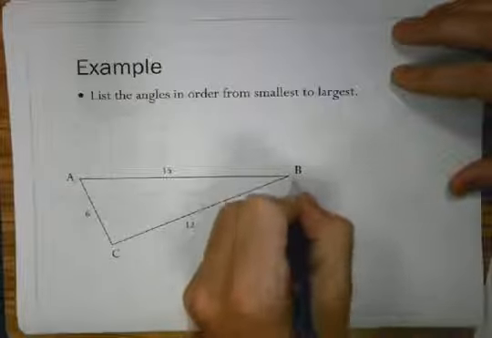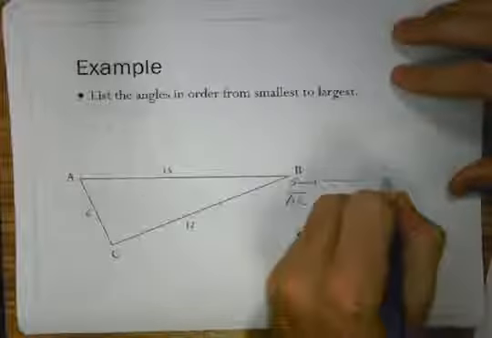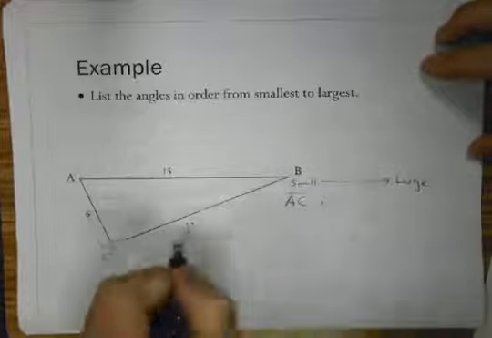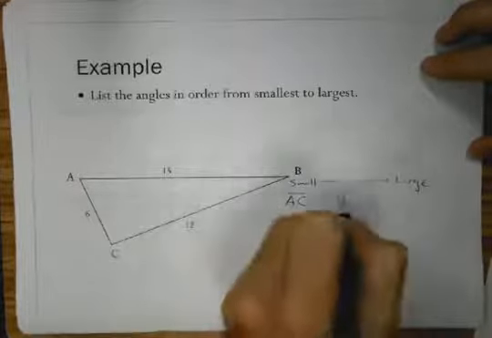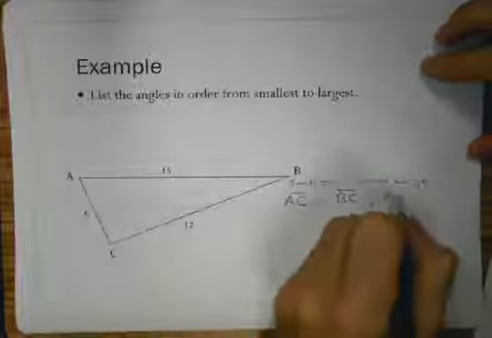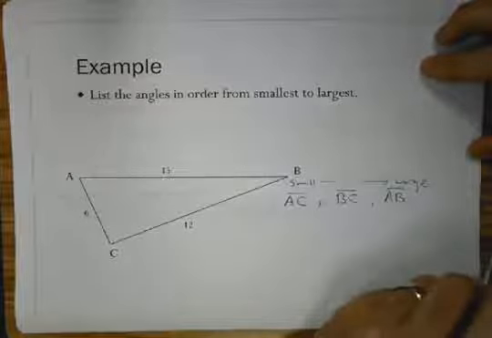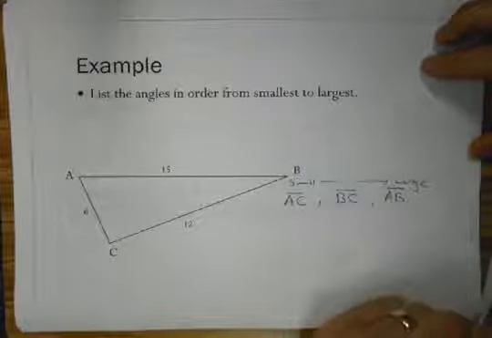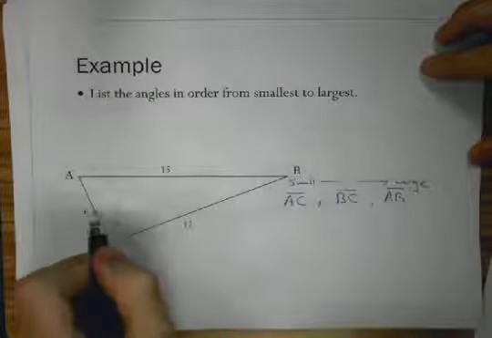Now, I know, we're going from smallest to largest, that AC is the smallest side. The next biggest side is 12, so that's BC. And the largest side is 15, so that's AB. So that's going from small to large in the sides.